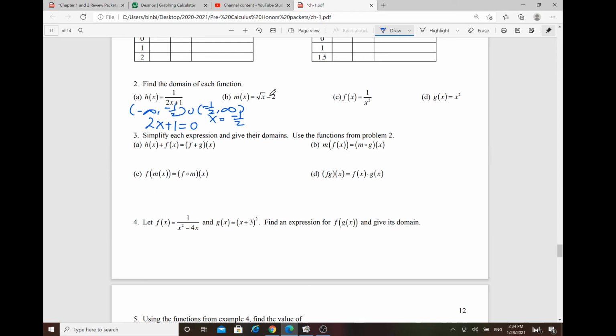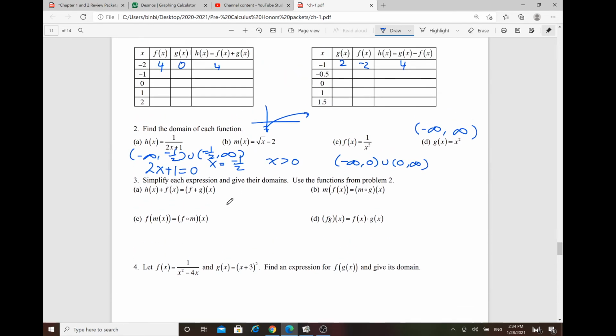It cannot be 0. And then radical functions, it's all about the parent functions. It's a half sideways parabola, 2 units down. So that means x must be greater than 0. And then this one here, pretty much x can be anything except 0. So negative infinity to 0, union 0 to infinity. And basically this one can be any real number. The rest of this is all about using compositions to simplify each expression and give their domain. Use the functions from problem 2. So find the brand new function and then find the domain. Compositions, so one function in terms of the other.